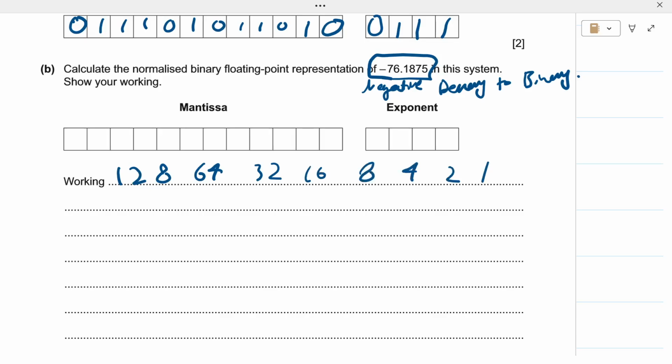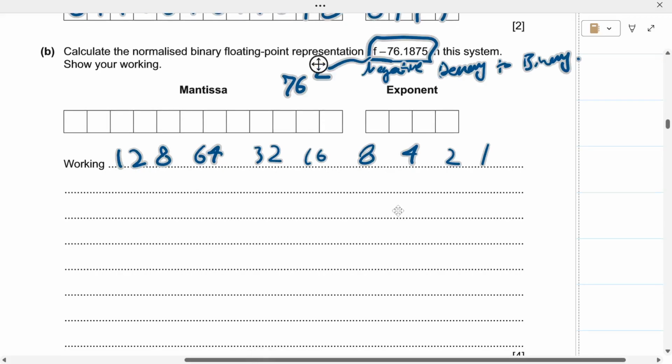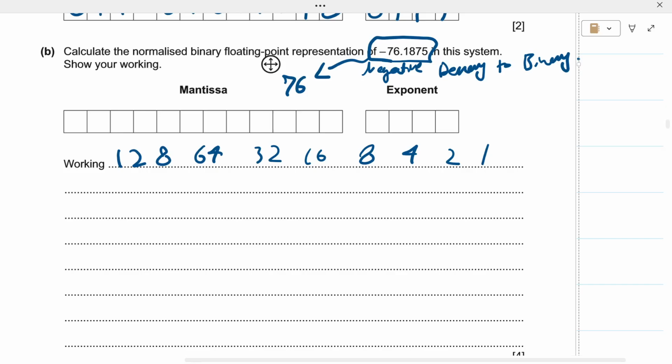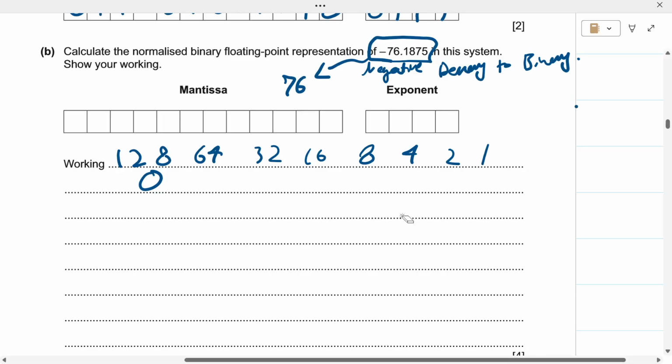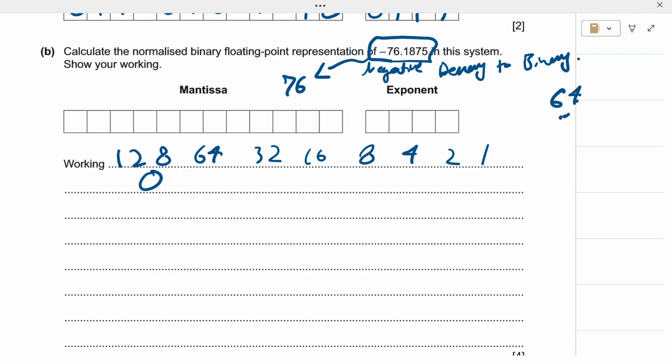Now, obviously, the way we treat it is again 128, 64, 32, 16, 8, 4, 2, 1. This is just how we do it, right? The first thing we have to do is pretend that this is a positive 76. Obviously, 128 is way greater than 76, so there's going to be a 0 on that. And we know 64 plus 32 is 96, right?